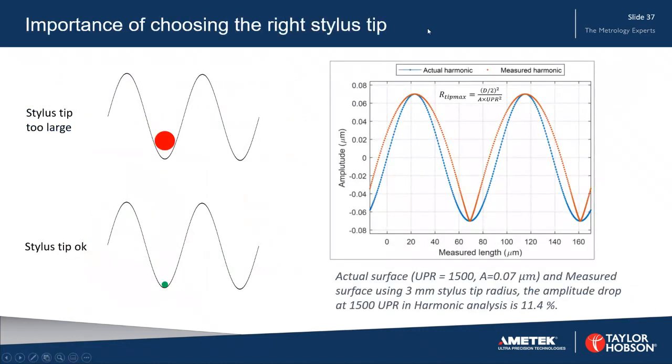One other thing when we're measuring harmonics, or indeed the harmonic standard, is to make sure that we've got the right size stylus tip. In the top case, obviously this ball tip is not going to go down into the valley, and we're not going to get the correct data. But by choosing the right stylus tip, we can faithfully reproduce the harmonics that we're looking at. So using a smaller tip for higher harmonics is very important.